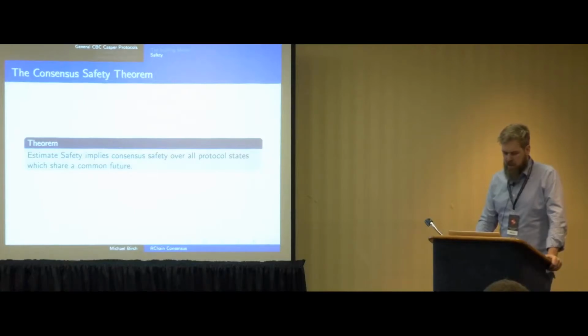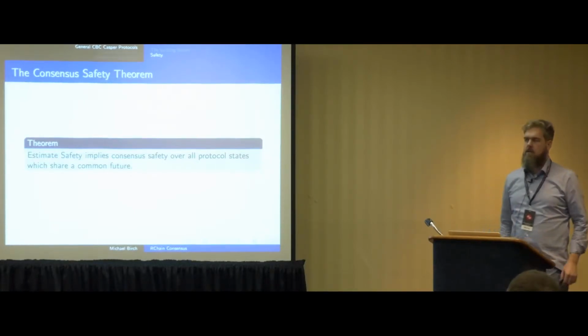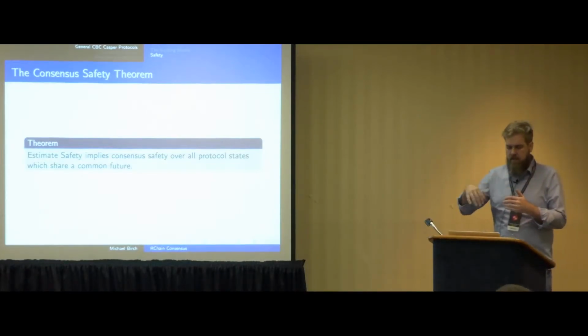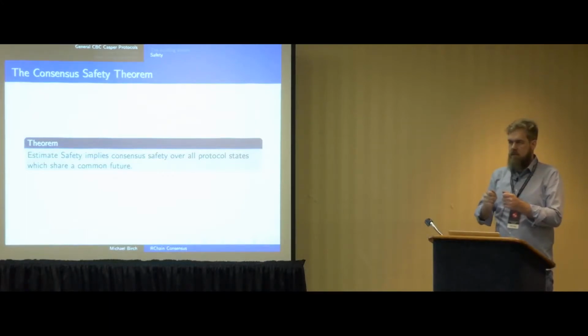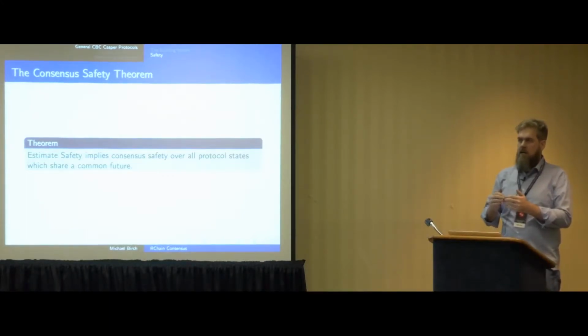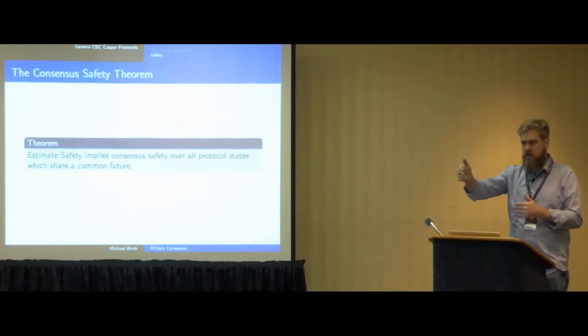Estimate safety implies consensus safety over all protocol states that share a common future. So individual nodes can individually come to the realization that this is what the network's going to reach consensus on, and eventually, if it ever does reach consensus, it'll be that value.